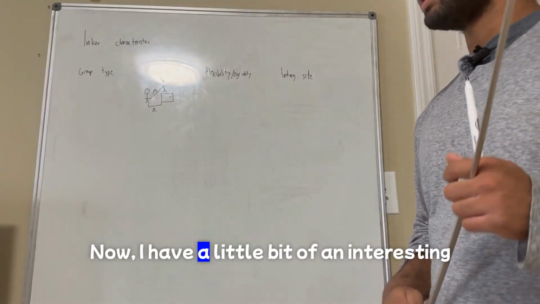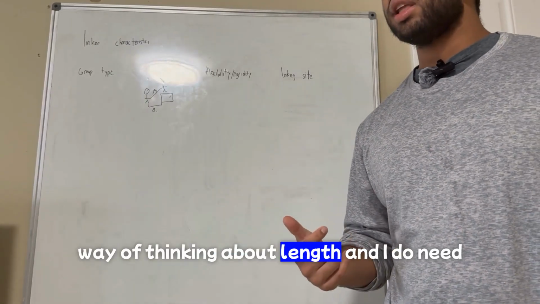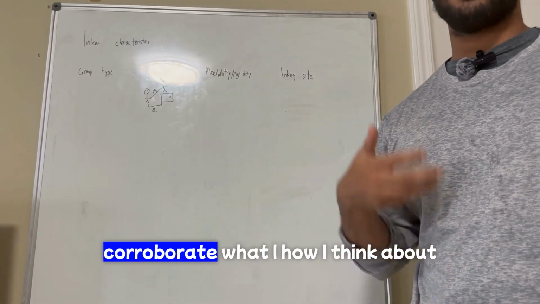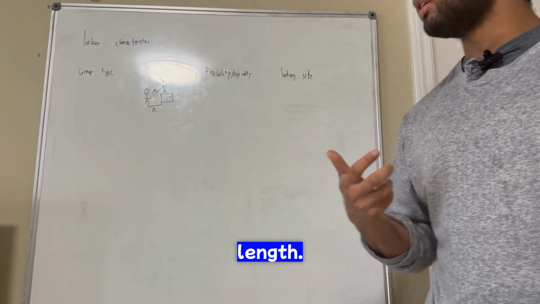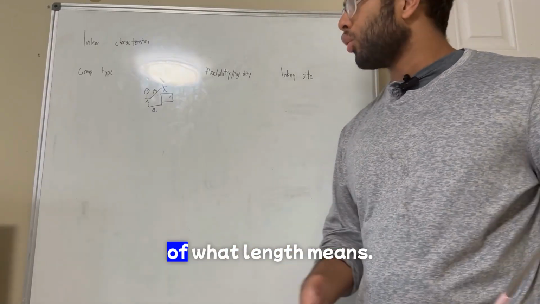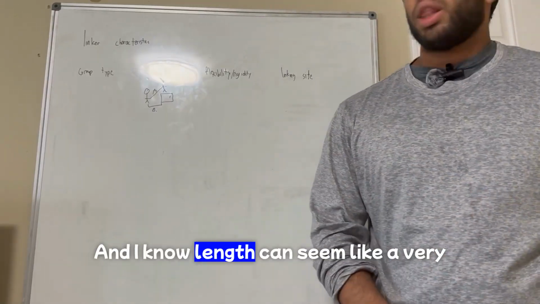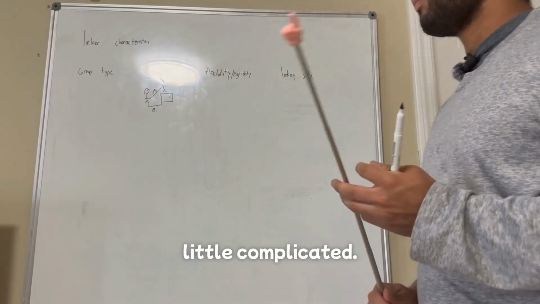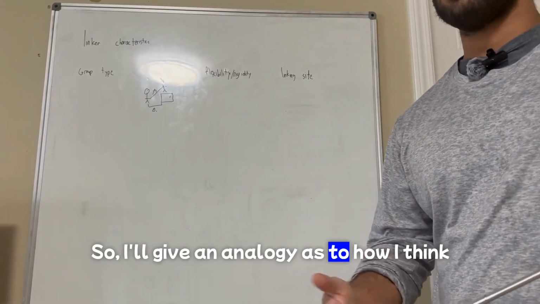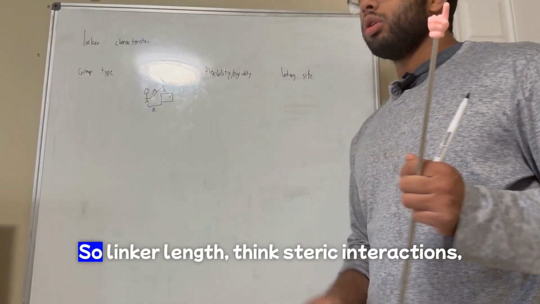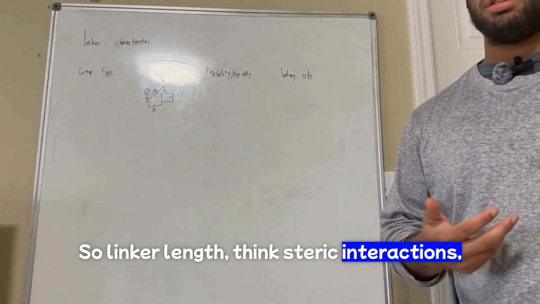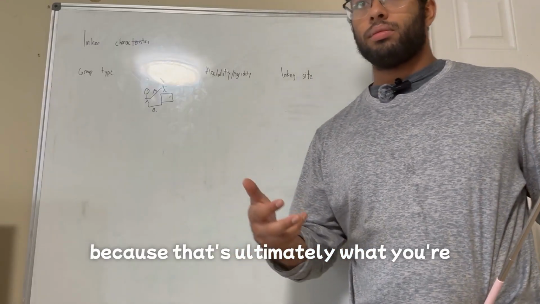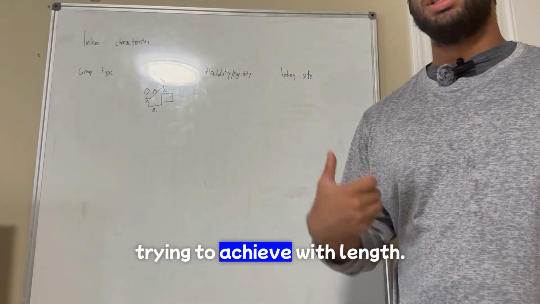Length. Now, I have a little bit of an interesting way of thinking about length, and I do need to do further research to corroborate how I think about it. But let me explain my working idea of what length means. Length can seem like a very simple idea at first, but to me it felt a little complicated. So I'll give an analogy. Linker length, think steric interactions, think steric hindrances, things like that, because that's ultimately what you're trying to achieve with length.